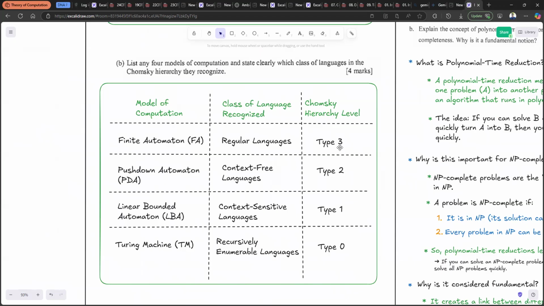The next one is context-free, type 2, and it's modeled by the pushdown automata, PDA. The third one is context-sensitive, which we don't do in this course, type 1, modeled by the linear bounded automata, LBA. And the final one, which is what at least 50% of the final is going to be about, is the recursively enumerable languages, type 0, modeled by the Turing machine or register machine, considering that they are equivalent.